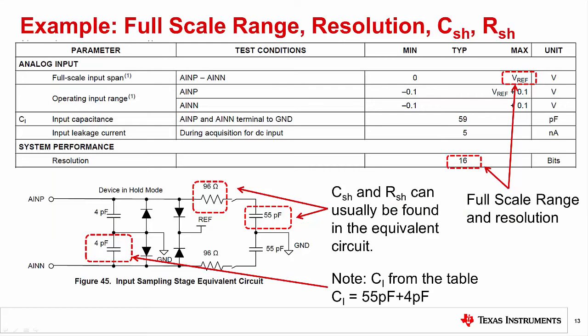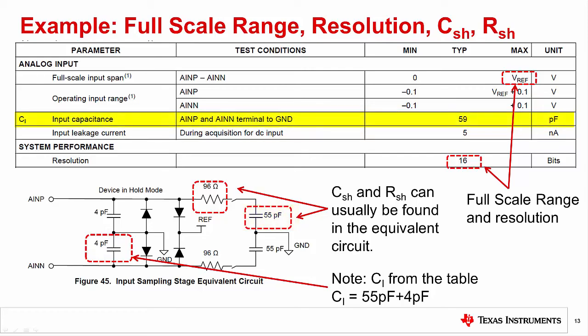This slide shows where you would find the information required for the software calculator in the datasheet. The full-scale range and resolution are normally listed in the specifications table. Notice in this example that the full-scale range is Vref and the resolution is 16 bits. The internal sample and hold capacitor, CSH, is sometimes called input capacitance. This is listed in the datasheet table or shown in the equivalent input circuit.